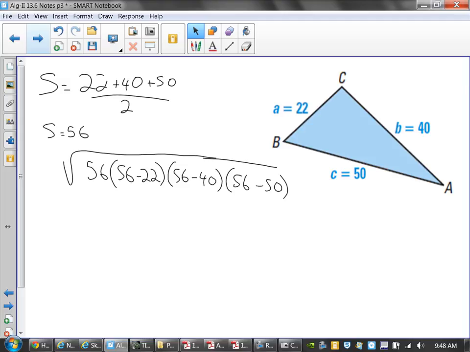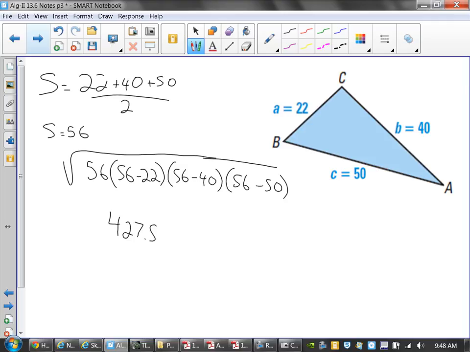What did you guys get? 427.5. 427 point what? Something squared. We're talking about area, which has units. Okay. Again, it's very, very straightforward.